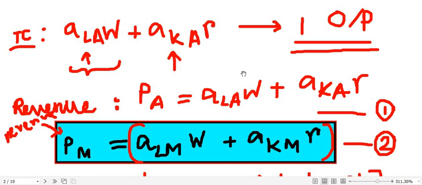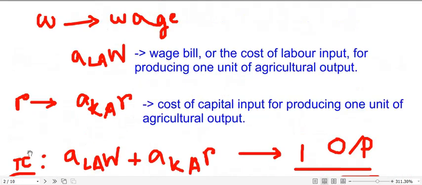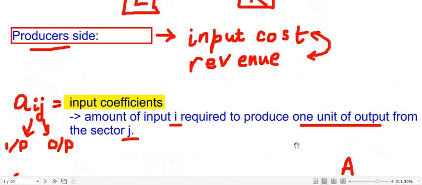So that gives me the two equations. I have this from the agricultural production side, PA equal to ALAW plus AKAR, and I have PM equal to ALMW plus AKMR. Equation 1 is from producing the agricultural output, and equation 2 is from producing the manufacturing output. These two constitute the equations from the producer side, as I had started here. So these were the producer side.